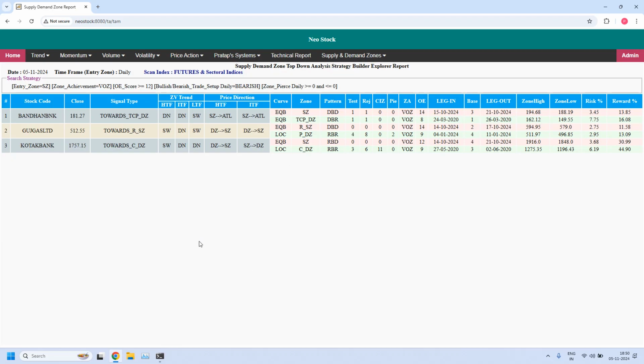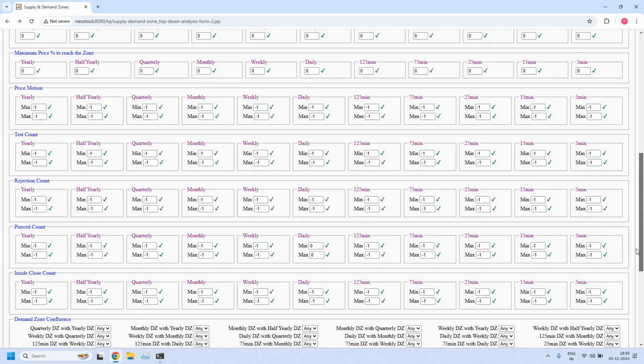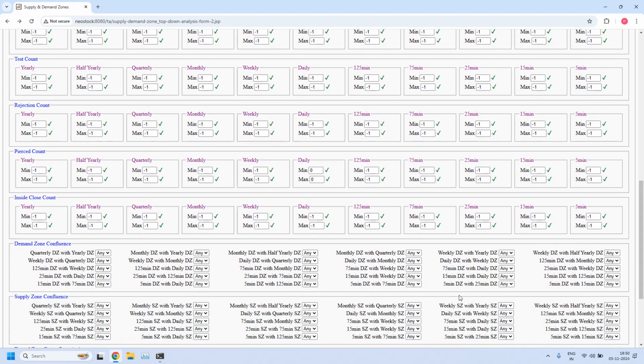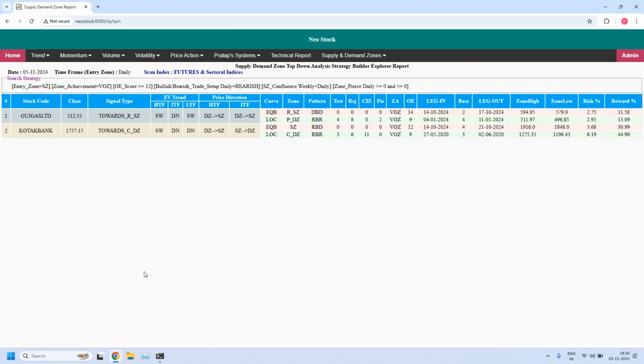In these 3 daily supply zones, there could be high probability supported stocks available. Let's verify based on LTF and ITF supply zone confluence, that is daily and weekly supply zone confluence. I am enabling the filter. With this filter, out of the 3 stocks, we got 2 stocks.